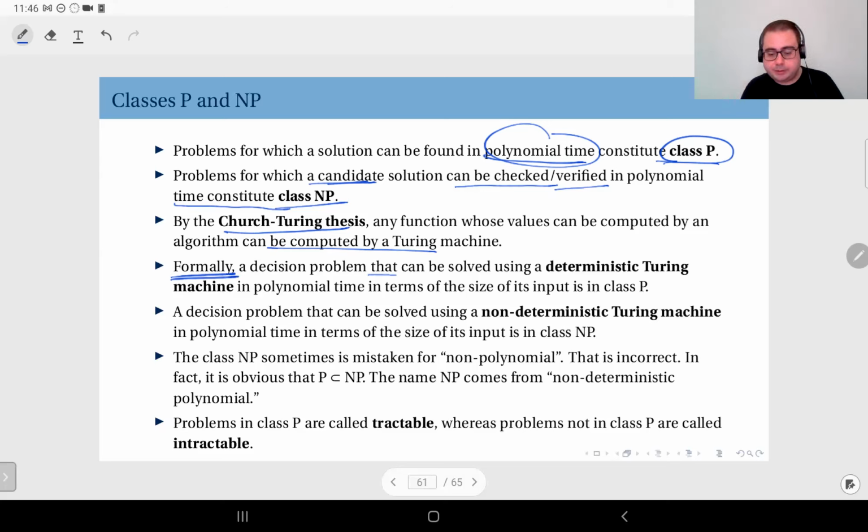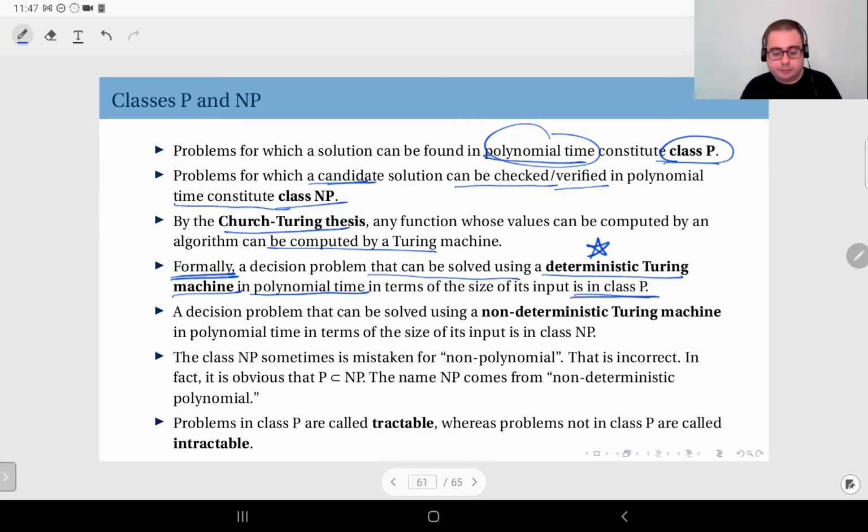A decision problem that can be solved using a deterministic Turing machine in polynomial time in terms of the size of its input is in class P. This is the formal definition. If you have a decision problem, and there exists a deterministic Turing machine, this is important, deterministic Turing machine, that solves this decision problem in polynomial time where the variable of the polynomial is the size of the input, then that problem is in class P.